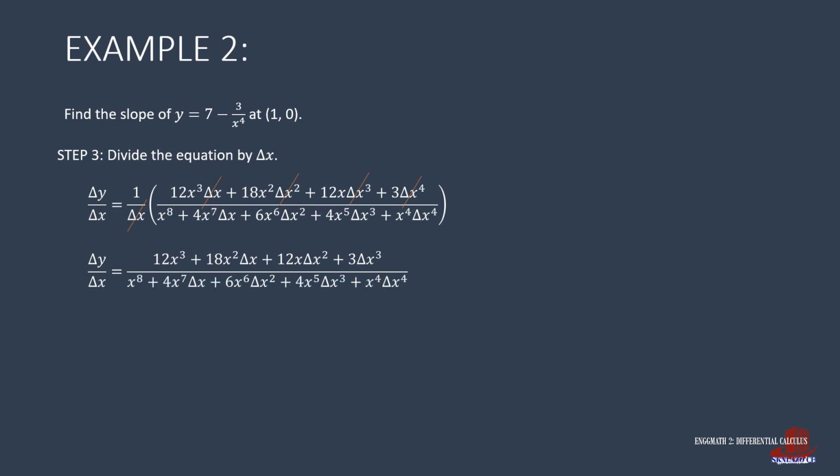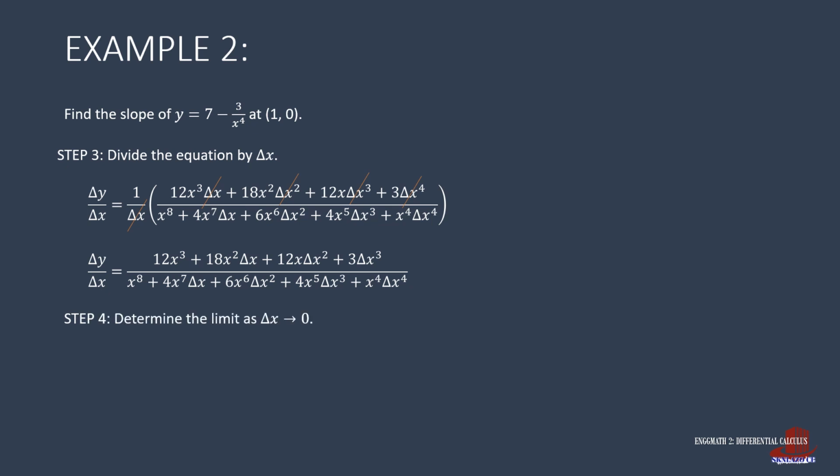making the equation of delta y all over delta x as 12x cubed plus 18x squared times delta x plus 12x delta x squared plus 3 times delta x cubed all upon the quantity of x to the 8th power plus 4 times x to the 7th power multiplied by delta x plus 6 times x to the 6th power times delta x squared plus 4 times x to the 5th power times delta x cubed and x to the 4th power delta x to the 4th power. This is the simplest form of the equation ending step 3.